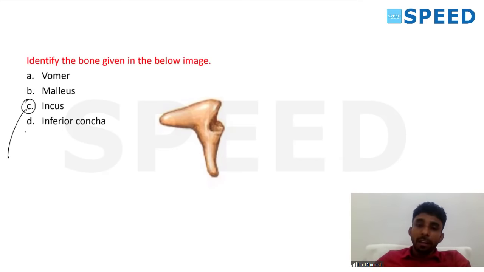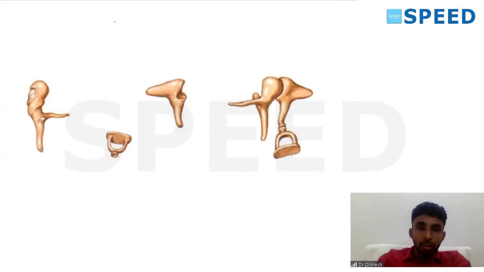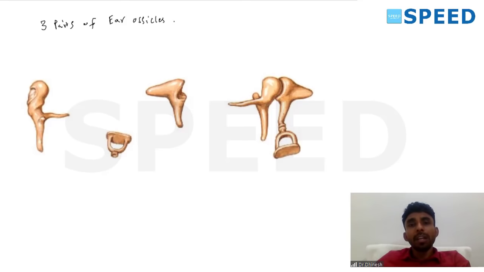Fine. So how to identify the ear ossicles? You know, totally we have 3 ear ossicles present in the middle ear, in both the right and left middle ear. And you know the peculiarity of all the 3 ear ossicles, right? They are of adult size at the time of birth itself.